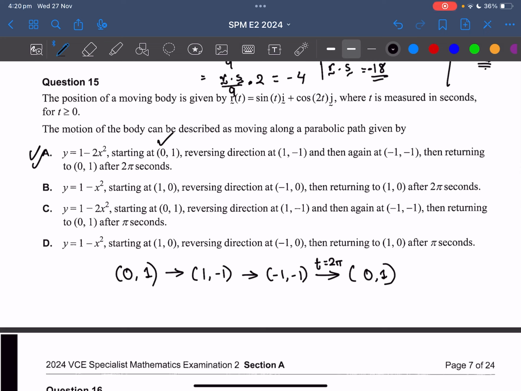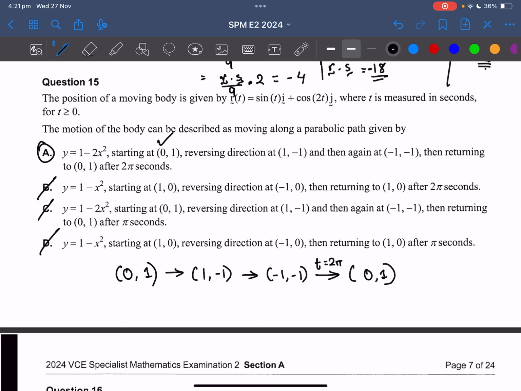And then let's try B. y equals 1 minus x squared starting at 1, 0. Okay, that's already wrong. And then C, y equals 1 minus 2x squared starting at 0 and 1, reversing direction at 1, negative 1. So far all good. Then again at negative 1, negative 1. That's correct as well. Then returning to 0 and 1 after pi seconds. Well, no, it doesn't return to 0 and 1 after pi seconds. It finishes everything and then comes back to 0 and 1 after 2 pi seconds, right? So I don't think it's going to be C either. And D, y equals 1 minus x squared starting at 1 and 0. Yeah, okay, it doesn't start at 1, 0, so it can't be option D. I think it's going to be option A for this.